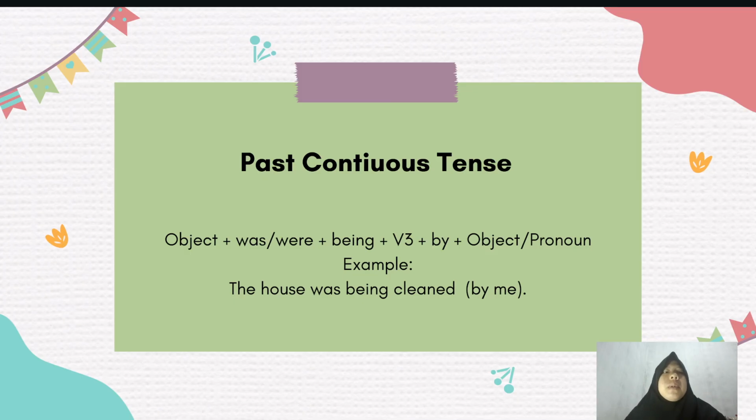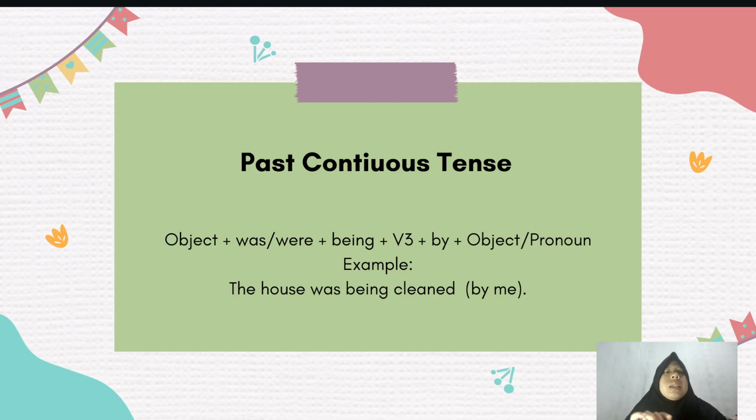Okay, for example, in active voice, "I was cleaning the house every day," and the passive voice is "The house was being cleaned every day." Okay, this construction tells us that the cleaning action was ongoing in the past, and again, the emphasis is on the object, the house, that was being cleaned rather than on the cleaner.